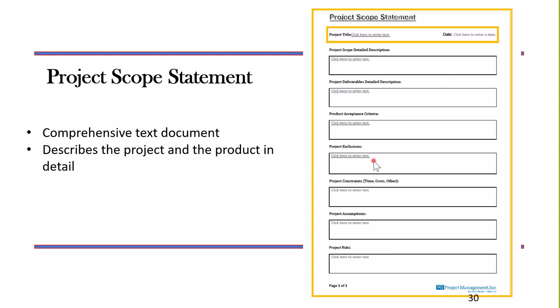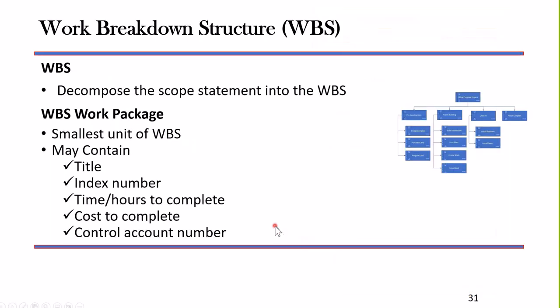And then you have your project constraints, such as a time or a cost constraint. And project assumptions, things that we believe to be true, in other words. And then also an opportunity here to record risk that might be affiliated with the scope of the project. We take this project scope statement and we create what's known as the scope baseline. Scope baseline. Here we're talking about the WBS, the work breakdown structure.